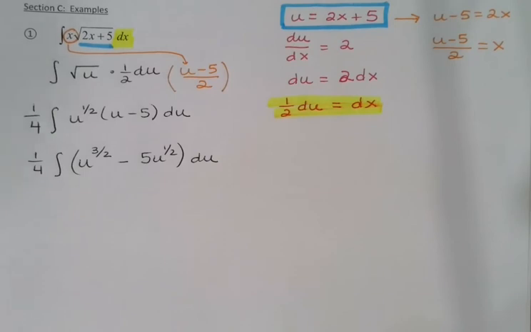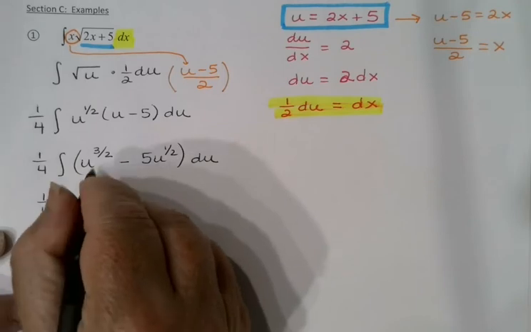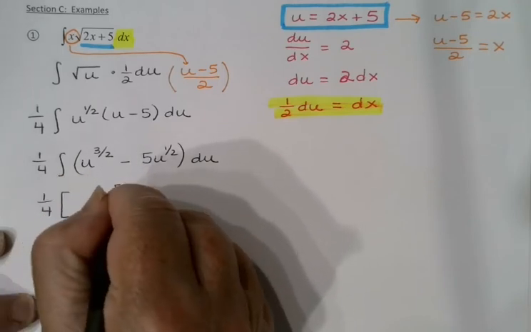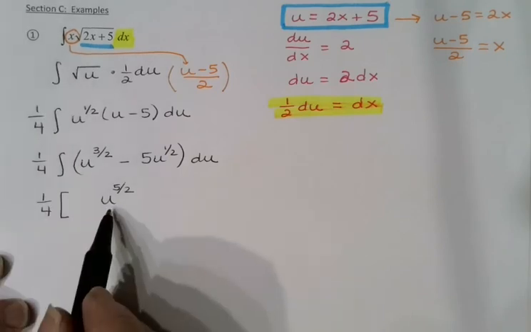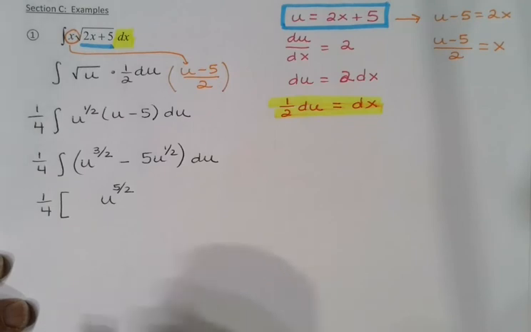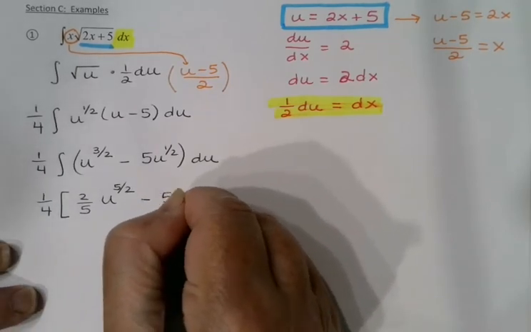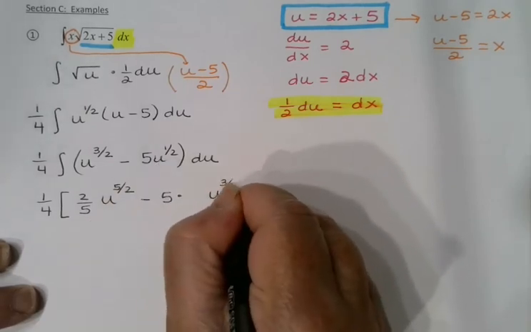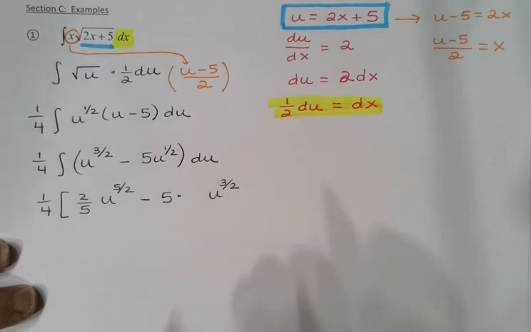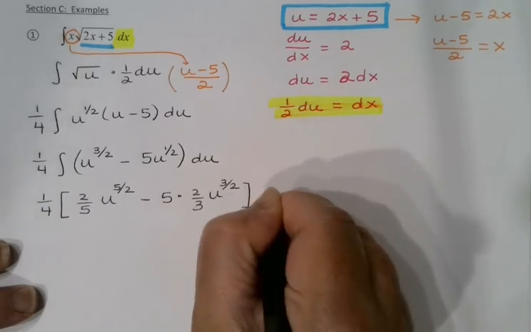All right, that's starting to look pretty good. Those are just power rules. So let's see, adding 1 to the exponent would give me u to the 5/2. And if you guys are about ready for a little shortcut here, when we divide by 5/2, that's the same as multiplying by the reciprocal, 2/5. So I'm just going to write it that way right now. Subtract 5 times, power rule here, add 1 to the exponent, and I get 3/2. Dividing by 3/2 would be the same as multiplying by 2/3.